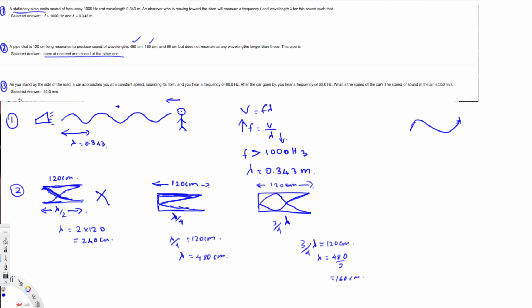The third one is asking: as you stand by the side of the road, a car approaches you at constant speed, sounding its horn, and you hear a frequency of 80 hertz. After the car goes by, you hear a frequency of 60 hertz. What's the speed of the car? The speed of sound in air is 350 meters per second. Let's see how we can calculate this one. First of all, in this kind of question, we have to use the Doppler equation.